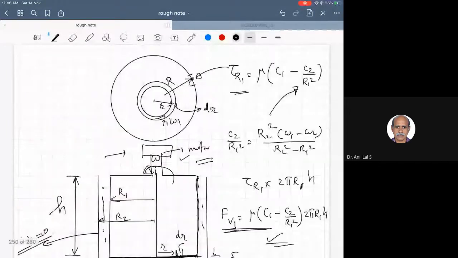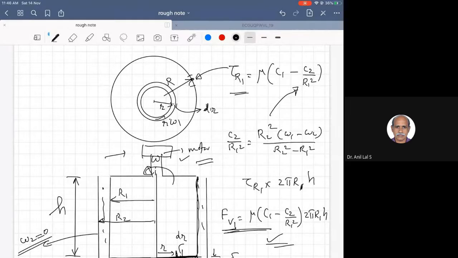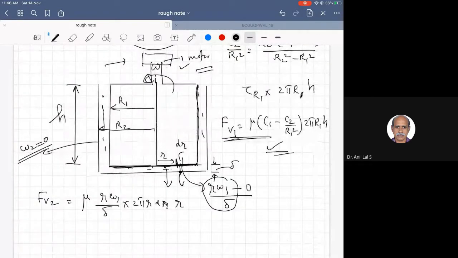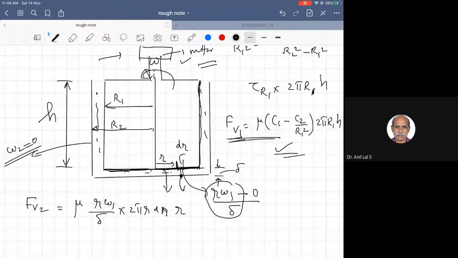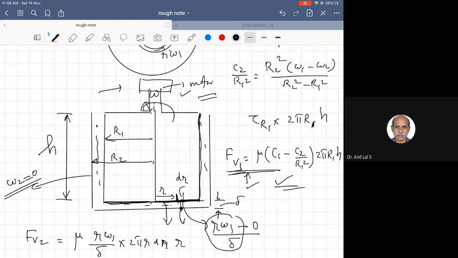So that will be the drag force over this annular strip, and that annular strip is at some radius r. So the torque is again multiplied by r. So this is the torque. This is only drag force.